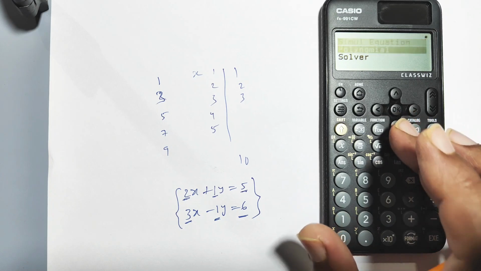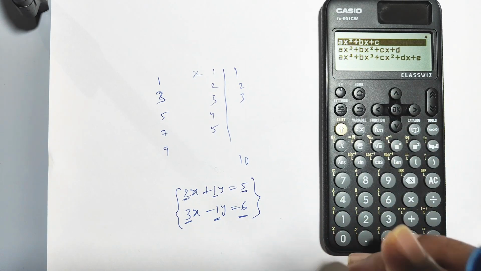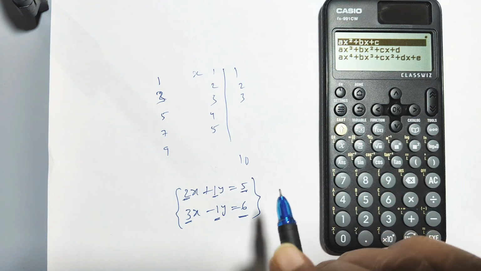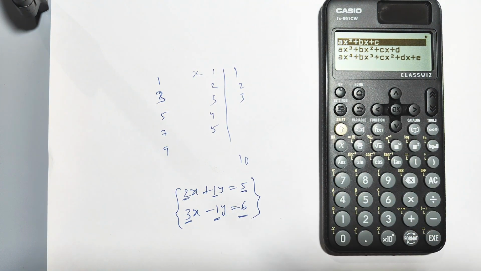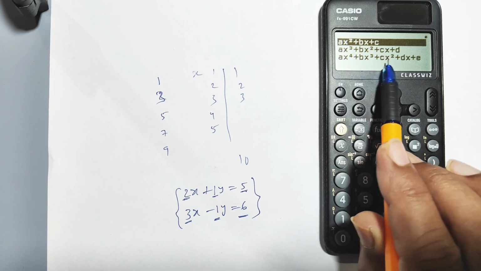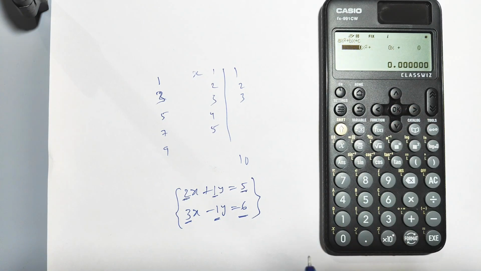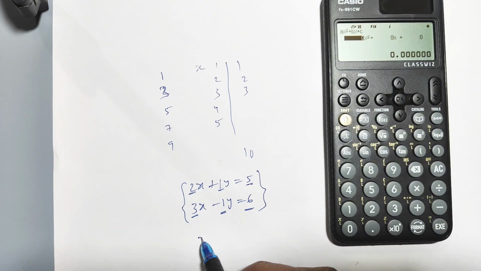Now when it comes to polynomial equation, you press OK. We have quadratic polynomial, cubic polynomial, and a 4th degree polynomial is also there. But in the previous model, 991ES plus, you cannot find the 4th degree polynomial equation. Here you can find. So if you press OK, suppose we want to solve the x square minus 3x plus 2 equal to 0 equation.